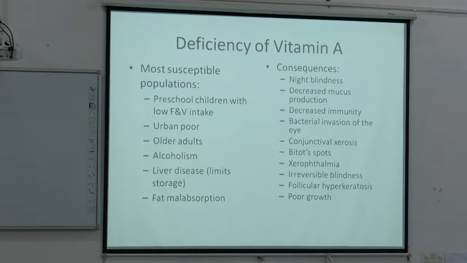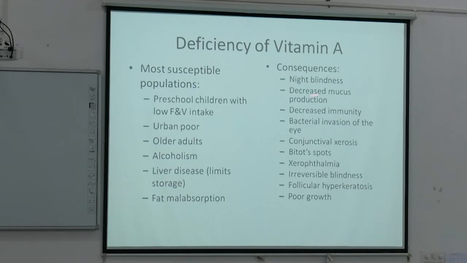What do you call the condition? Cholestasis. Now, if these are the causes, and these are the people who are susceptible, these are the consequences. So starting from, see, it is not in proper sequence actually. This one, night blindness comes at an early stage.